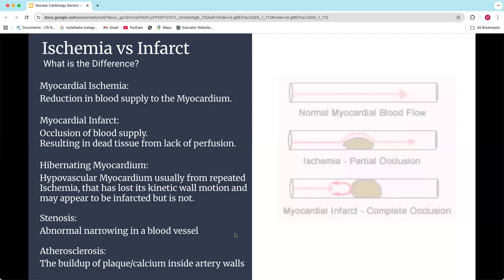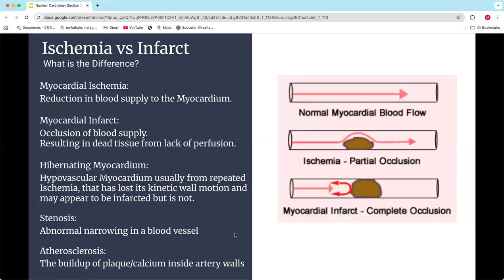So here's why this is important, and this is exactly what you said, Jesse. If you look at normal myocardial blood flow, it'd be all open.